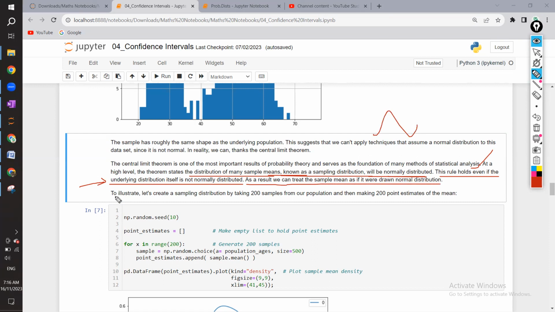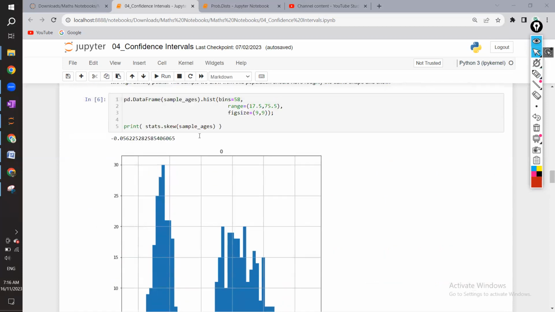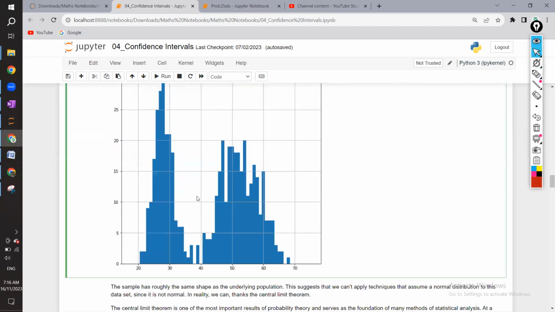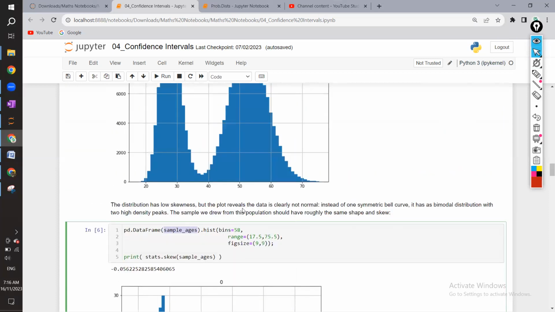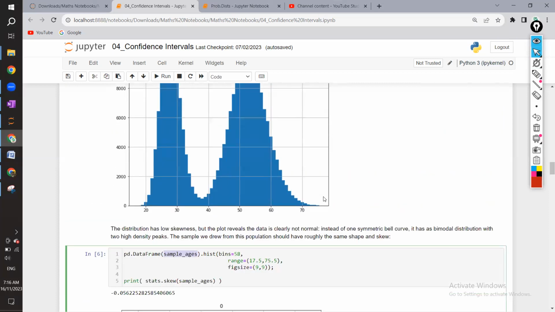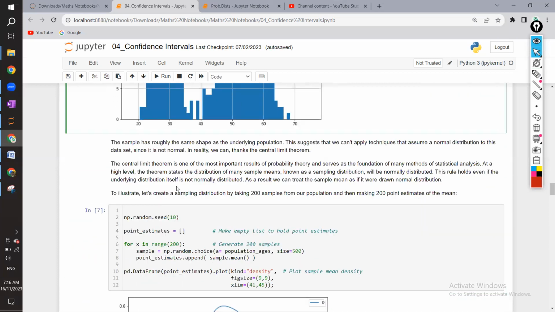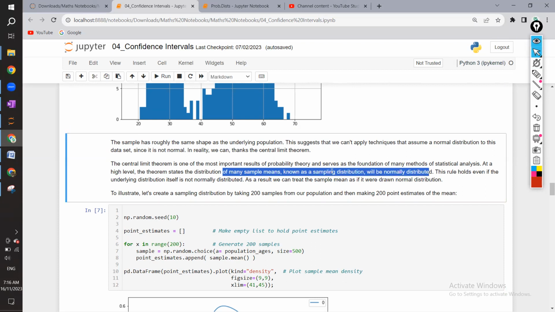To illustrate this point, let's create 200 samples from our population and then make 200 point estimates of the mean. Now this will be interesting. If you take one sample, it is not approximating any normal distribution. It is again reflecting its own population distribution. That's why the theorem is saying one sample mean will not work. Try taking many sample means. That will follow a normal distribution. That we need to do.